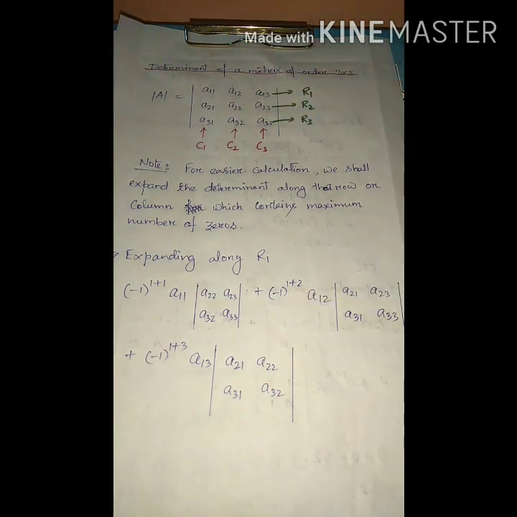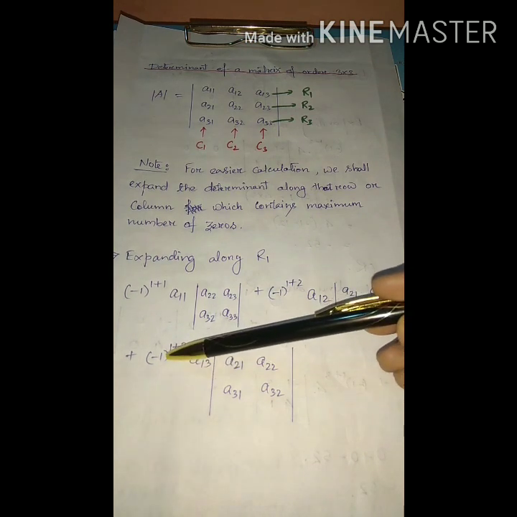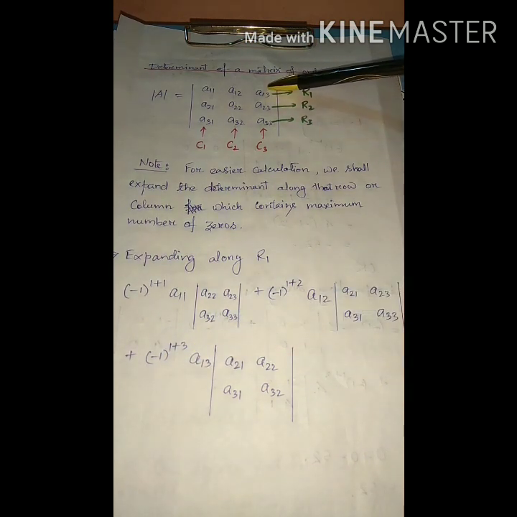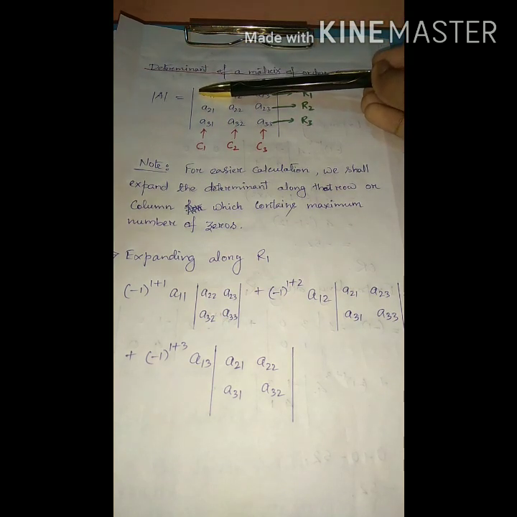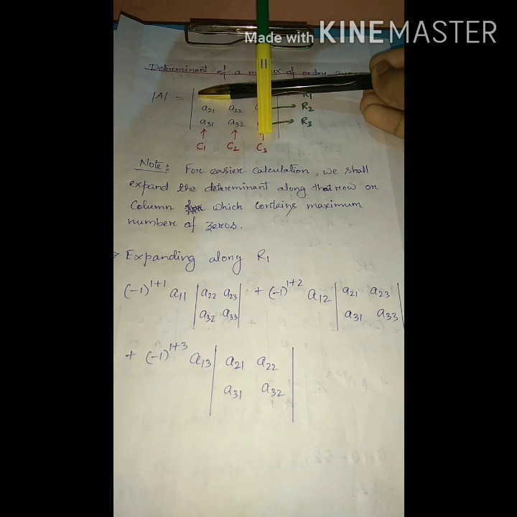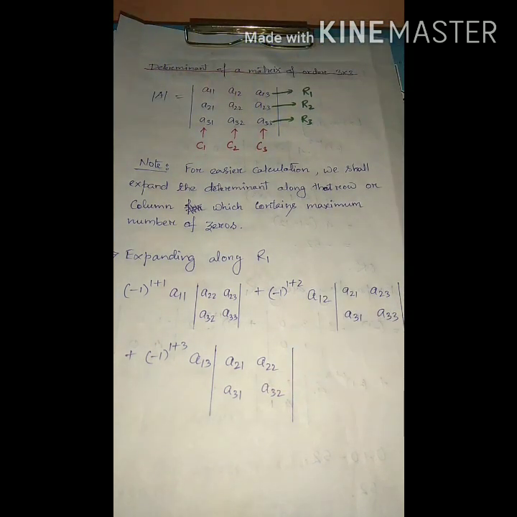In this way, the third one is first row, third column. So we write minus 1 to the power first row, third column. And the element is A13. In the same way, we eliminate the first row and the third column. So what will remain here? 21, 22, 31, 32. So this one we write here. I think all of you understood this one.